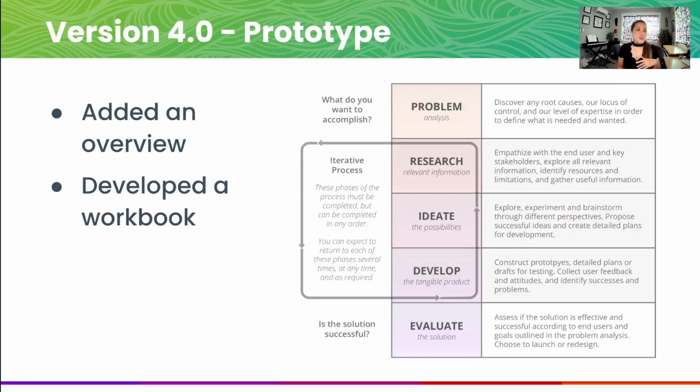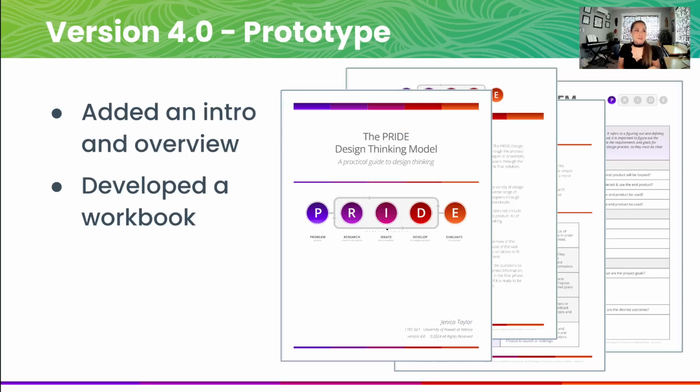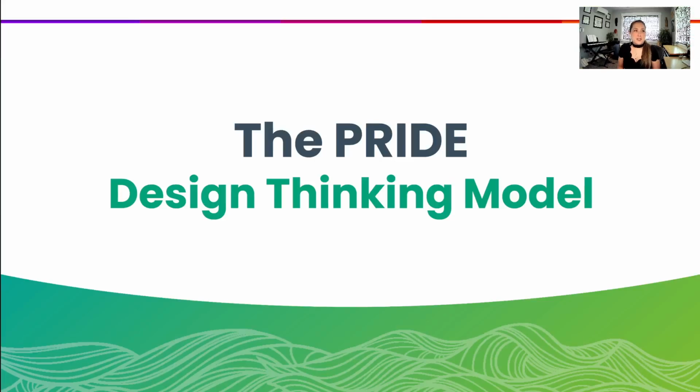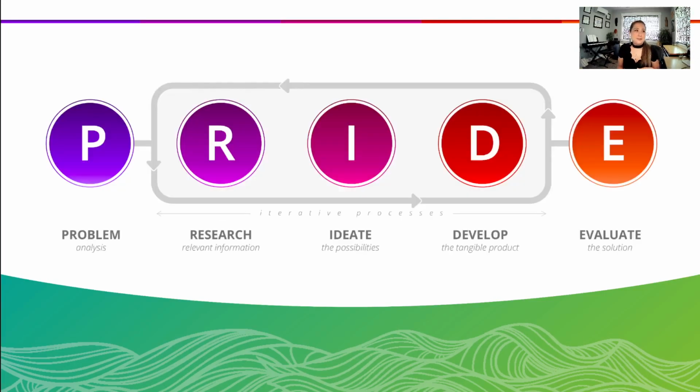But that brought me to version 4. So in version 4, I thought we need a lead in, we need a soft landing, we need an introduction. So I added this overview visual that walks you through the plan and the model and how to use it. And I also developed a workbook that I'm going to go over in a little bit. These are just some of the pages from the workbook. But first, I want to go over the PRIDE design thinking model.